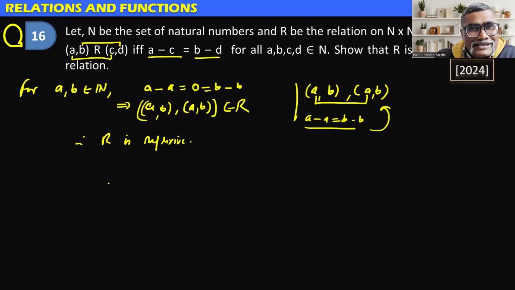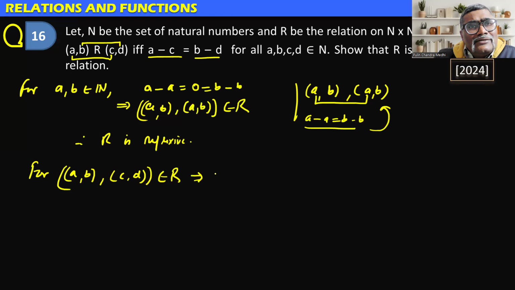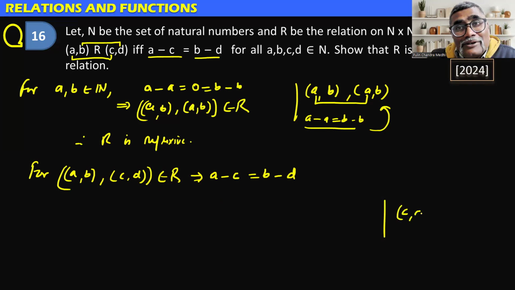Fine. Symmetric is always easy, but let us do it. For (A, B) and (C, D), for symmetric, I should start by assuming this belongs to R. What should it give you? A minus C is equal to B minus D. Again, I am telling you, do the rough work. I want to get the result as (C, D) related to (A, B). So what shall I get? I should get C minus A equals D minus B.